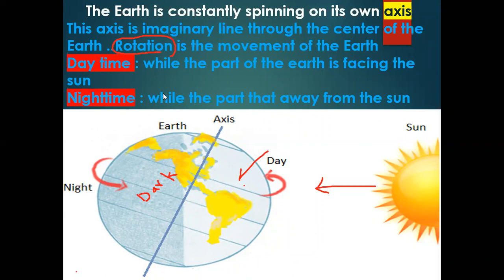Daytime, this axis is an imaginary line through the center of the earth. Rotation is the movement of the earth. Okay, thank you. While the part of the earth is facing the sun. Facing, not taking, facing the sun. Okay, read the last one, night time. Okay, thank you, Zaid.